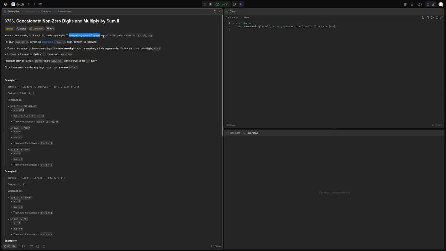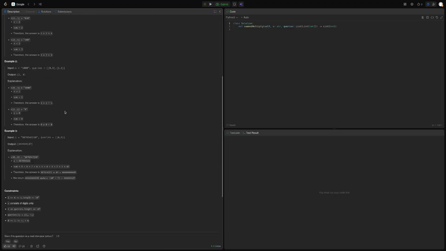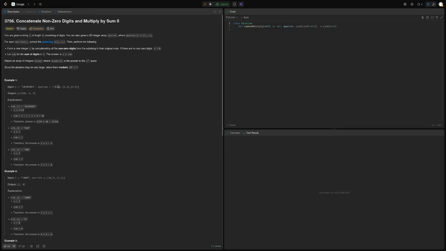You are given two queries. Extract substring formed by concatenating non-zero digits. The answer is x times what the hell? Return an array of integers. I knew this would be a dog water problem. So you multiply the actual number you form.